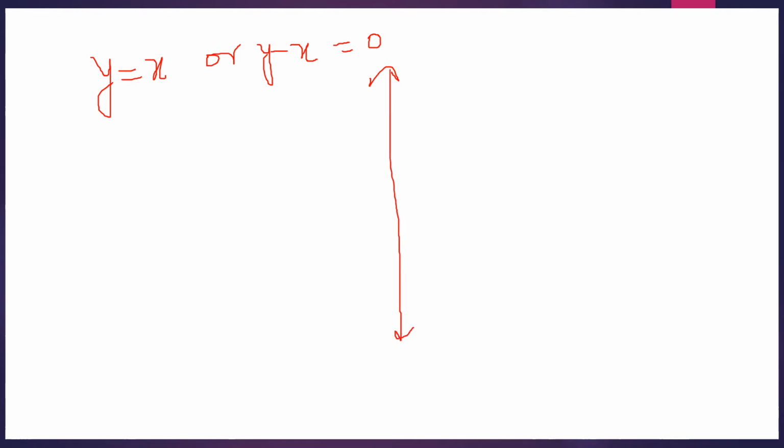Okay, here I've put in a blank slide. Suppose you have an equation like y is equal to x, or you can say y minus x is equal to 0. The graph of this equation is like this. I'm just telling you why it is called a linear equation, because when you plot its graph, it comes as a straight line. Let's check how.